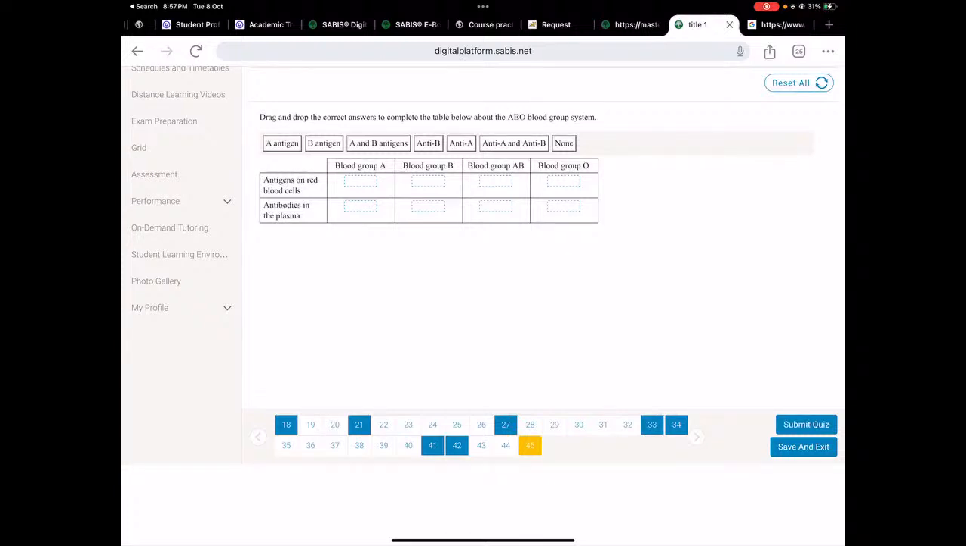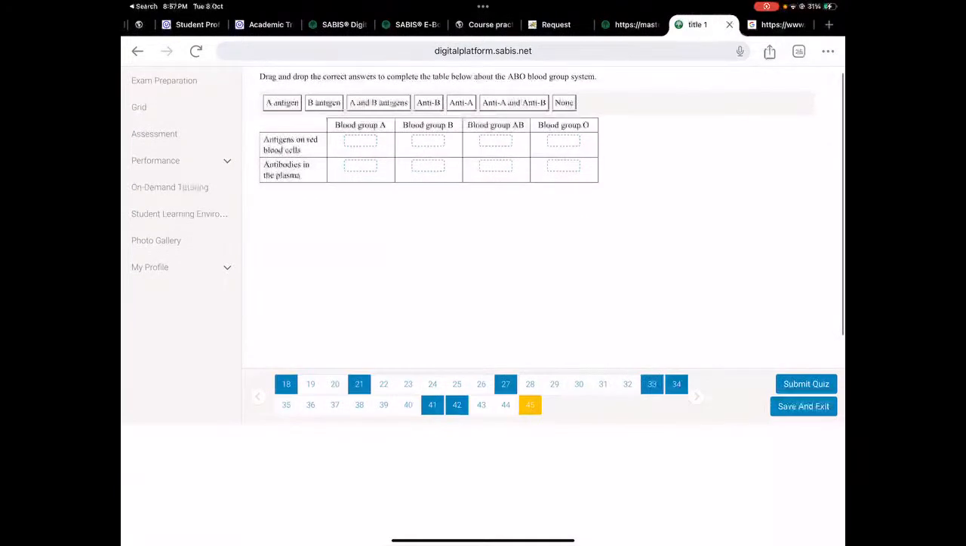Okay, so we said blood group A, they have A antigens, okay? Blood group B have B antigens, AB have both, O has none. Now the antibodies is going to be the opposite. So blood group A produces anti-B. The antibodies destroy the antigens of foreign ones. That is correct, perfect. Blood group B has anti-A.